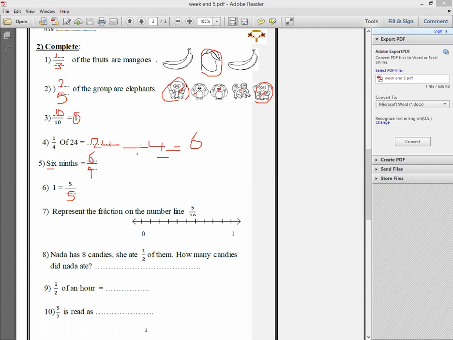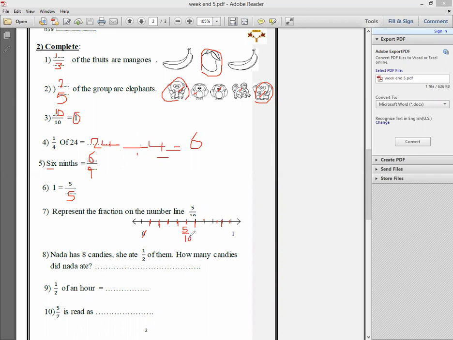Here we're gonna represent the fraction on the number line. I want to represent 5 over 10, 5 tenths. So I don't count 0, I count after 0. It's 1, 2, 3, 4, 5, 6, 7, 8, 9, and 10. So all of them, the denominator, it would be 10. I want 5 over 10. So 1, 2, 3, 4, 5. So this one, it will be 5 over 10.